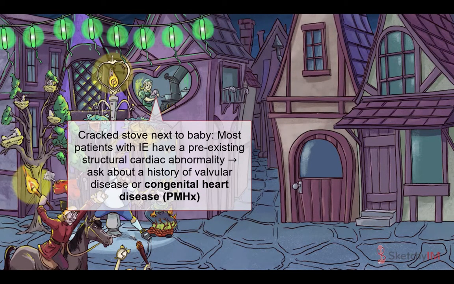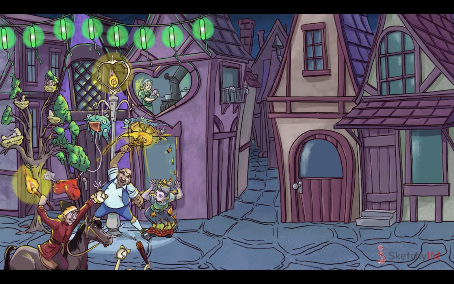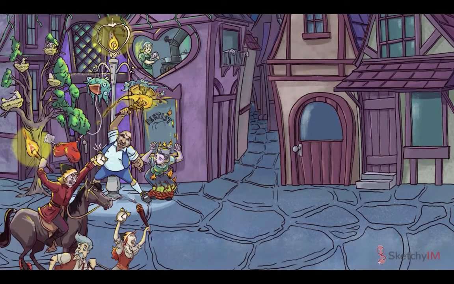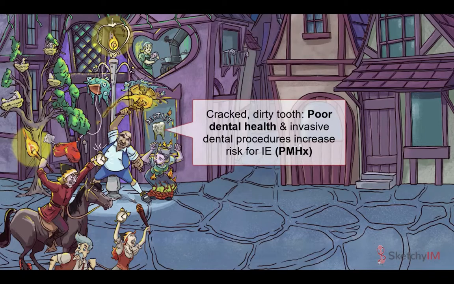In order for IE to occur, bacteria have to be circulating around the bloodstream to begin with. That's the second part of the endocarditis recipe, bacteremia. In particular, poor dentition and IV drug use are associated with increased risk of IE. One of the most common sources of bacteremia comes from an unlikely source, the mouth. Poor dentition, represented by that cracked, dirty tooth, allows oral flora to seed the bloodstream and increase the risk of IE.